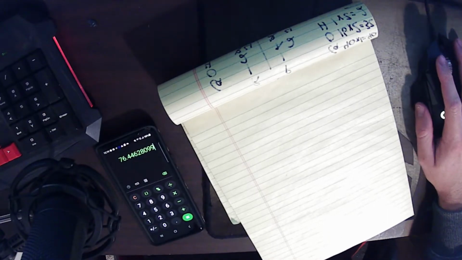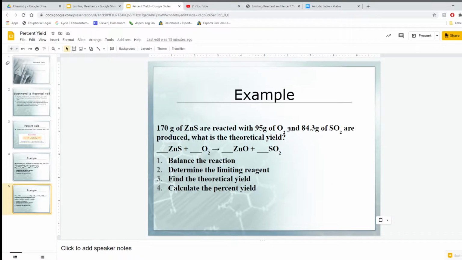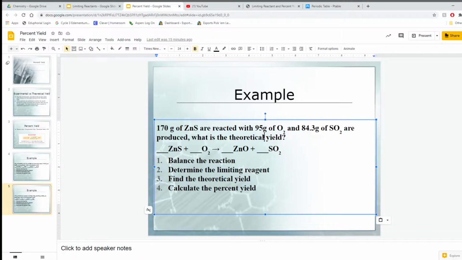All right, so our next example here, we've got 170 grams of zinc sulfide reacted with 95 grams of oxygen, and 84.3 grams of SO2 are produced. It wants to know... Excuse me. There's a typo in here. Real quick, let me fix that. What we should be calculating is the percent yield.